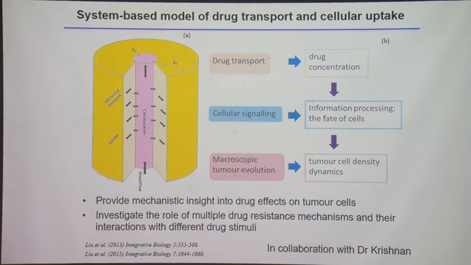But if we understand enough about this cellular signaling pathway, then this can be programmed into the computer model. What it does is that it can predict the fate of the cells, so whether the cell will be killed or whether the cell will survive, and then find a way to mathematically feed this information into tumor cell density. Right? So in the previous model, we're missing this part.